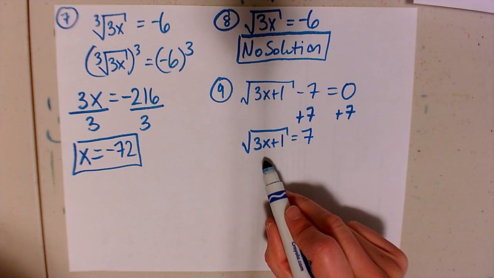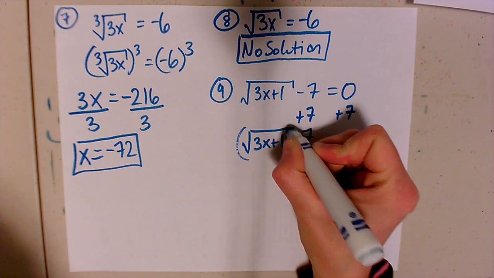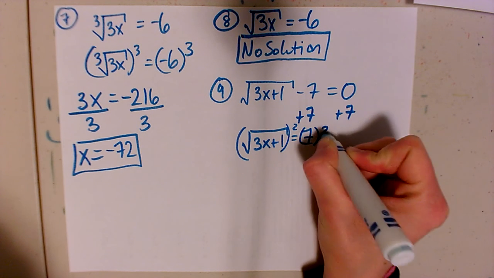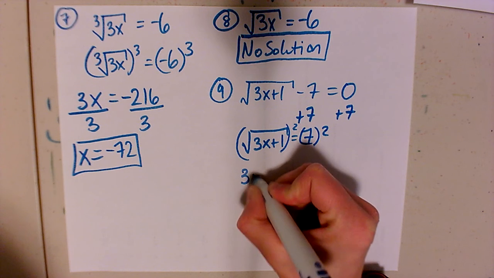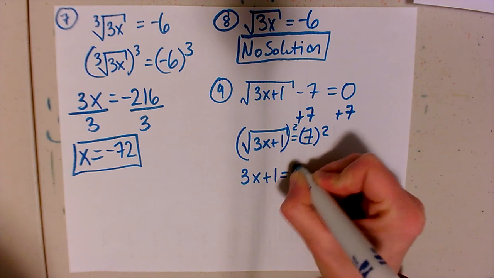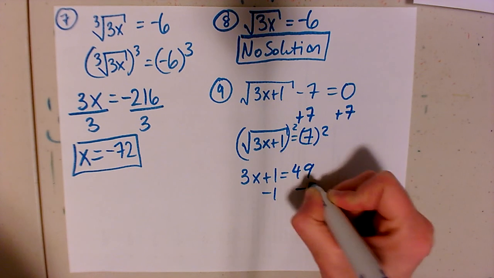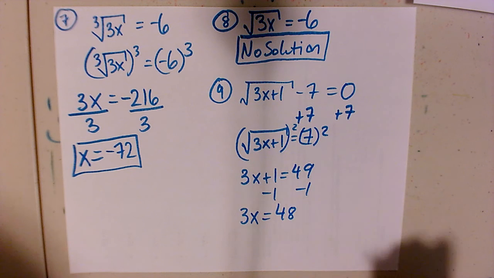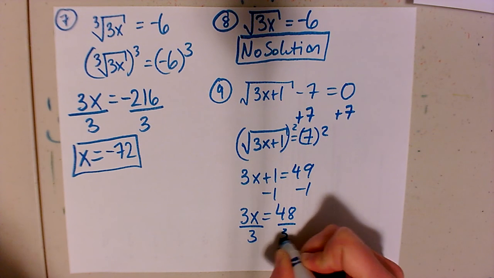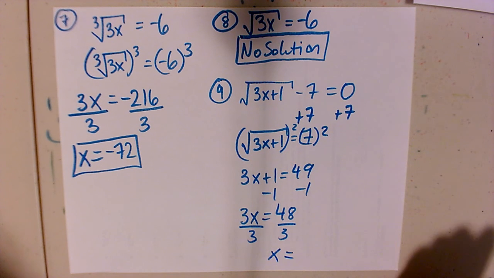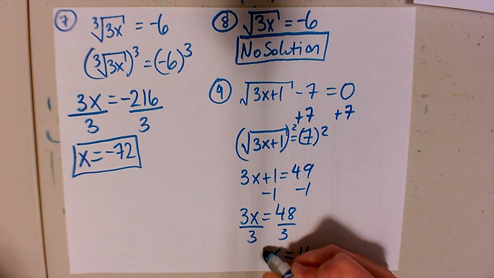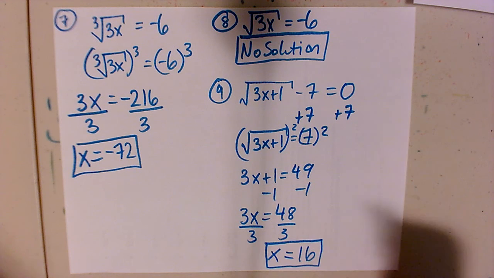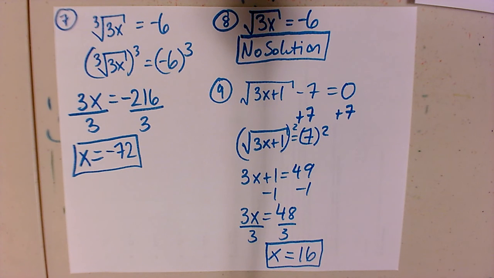Okay, so now what we want to do is get rid of this square root, so we can go ahead and square both sides, and that'll give us 3x plus 1 is 49. Minus 1, minus 1. 3x is 48. We'll divide everything by 3, and x is going to be 16. Okay, so your answer there is 16.